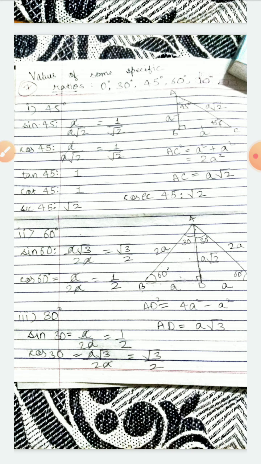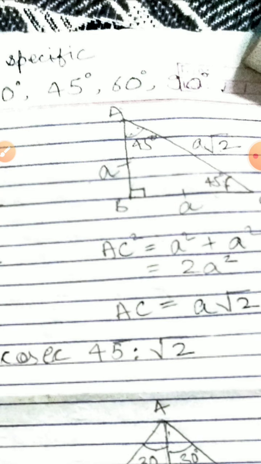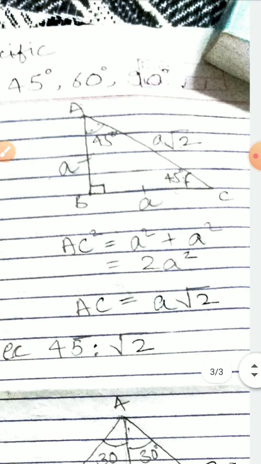So we will draw triangle ABC where B is at right angle. So if we take angle C or angle A as 45, the other one automatically becomes 45, right? So if these two angles are 45, that means triangle ABC is also an isosceles triangle. So the sides opposite to equal angles will also be equal. That means AB will be equal to BC.